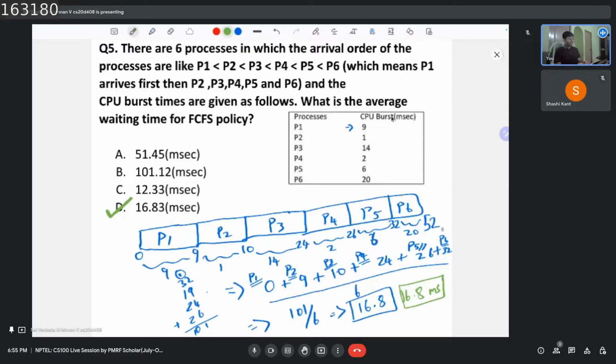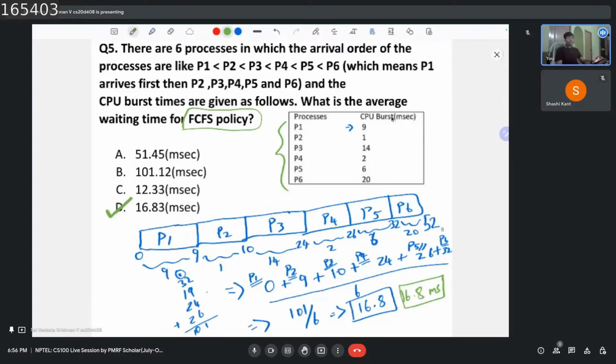So we first drew the Gantt chart, and then we saw at what time each process gets scheduled onto the CPU, and that whole time it's present in the ready queue, from the ready queue till the time it first gets scheduled onto the CPU, that time is the waiting time for that process. We take the sum of all the waiting times for all the processes, and then take the average, divide by 6. That's the average waiting time for these 6 processes with respect to the first come first serve policy, right?